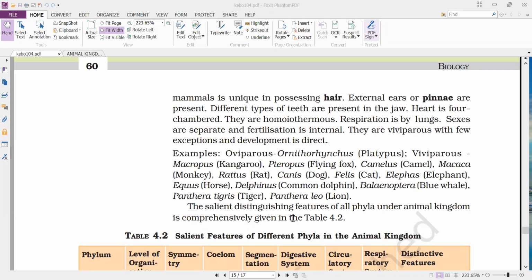Next, Delphinus, that is a common dolphin. And next Balaenoptera, that is a blue whale. Next Panthera tigris, that is a tiger. Panthera leo, that is lion. Homo sapiens, that is human, also included under Mammalia only.